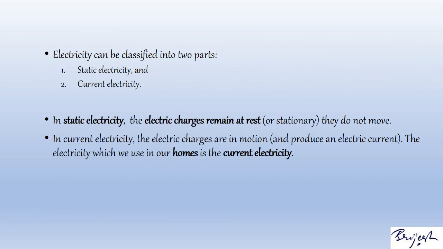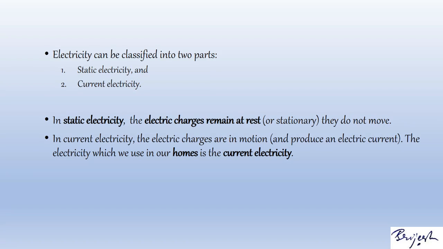Electricity can be classified into two parts: static electricity and current electricity. In static electricity, the electric charges remain at rest; they do not move. The charge acquired by a glass rod rubbed with a silk cloth and the charge acquired by an ebonite rod rubbed with a woolen cloth are examples of static electricity. The lightning which we see in the sky during the rainy season also involves static electricity.